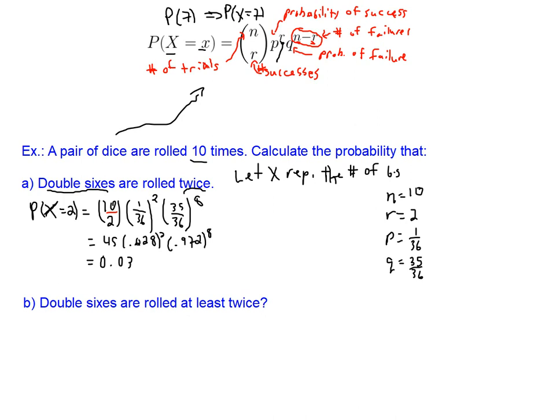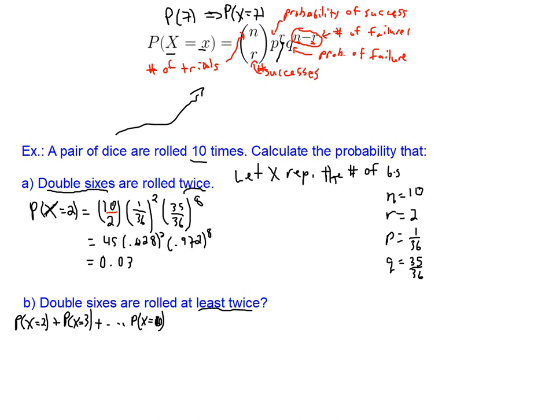Now the next question is a little bit different. I may not have room to do all of it, but we can get started on it at least. Maybe we can find some room on the side. The question here, very similar, but it says, what is the probability that double sixes are rolled at least twice? So at least twice, we want to know the probability that x equals 2 plus the probability that x equals 3 plus the probability, and so on until we get to the probability that we get 10 sets of double sixes when we roll. Oops, sorry, not 6, but 10.